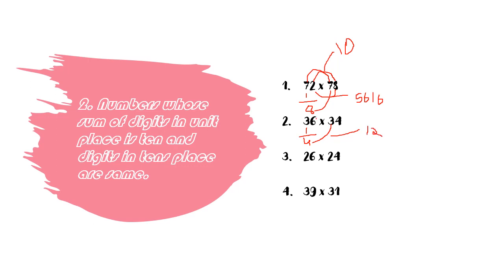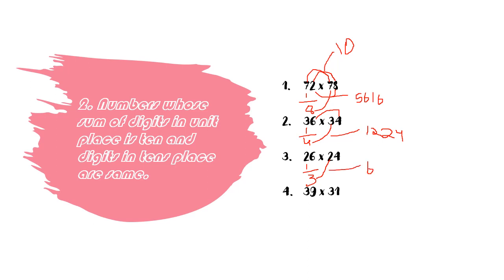And multiply digits at units place. 6 into 4 is going to be 24. 1224 is going to be the answer. And same with this number. You are going to add 1 to this, 3, multiply 3 into 2, you are going to get 6.